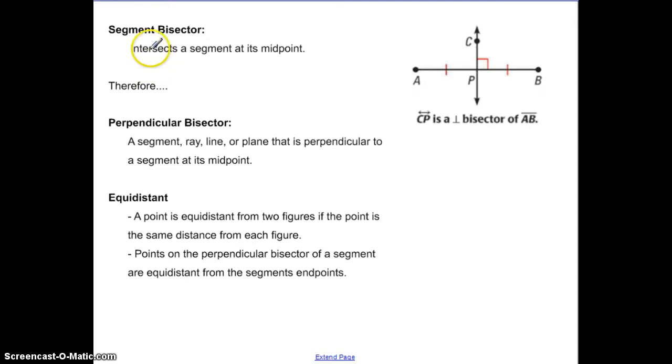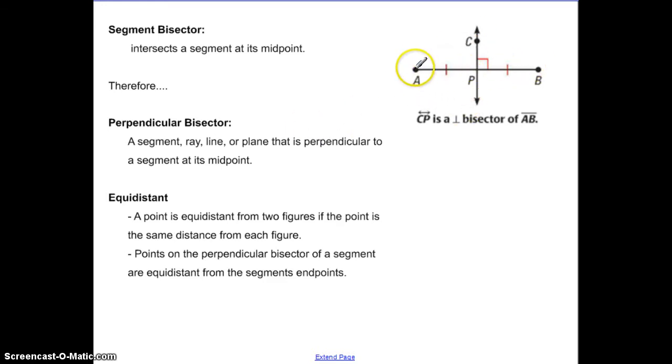So, a segment bisector is something that you talked about in, I believe, Chapter 1. A segment bisector is something that intersects a segment at its midpoint, okay? So here, this segment bisector, our midpoint is P. So a segment bisector intersects at a midpoint, but a perpendicular bisector intersects at the midpoint as well, but when it intersects, it's a 90-degree angle because this line right here, CP, is perpendicular to AB. So CP is a perpendicular bisector to AB.